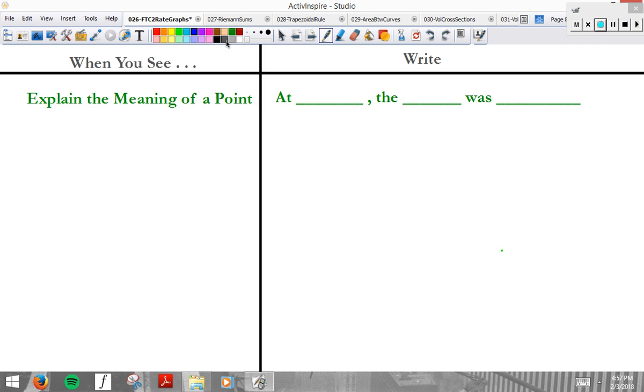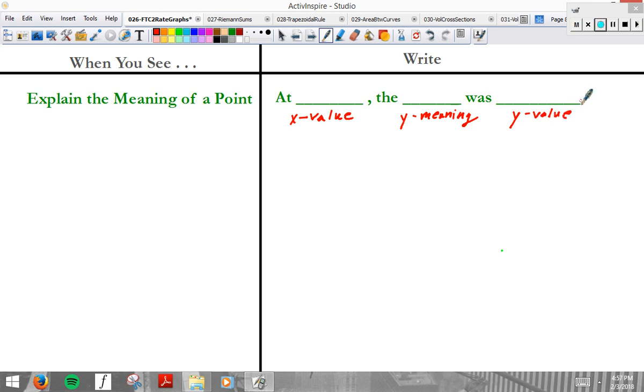So, this is a sentence frame. You would be able to use this sentence frame when you're asked to interpret the meaning of a point. You're basically always going to write: at the x value, remember to include units, the y meaning was whatever the y value is.